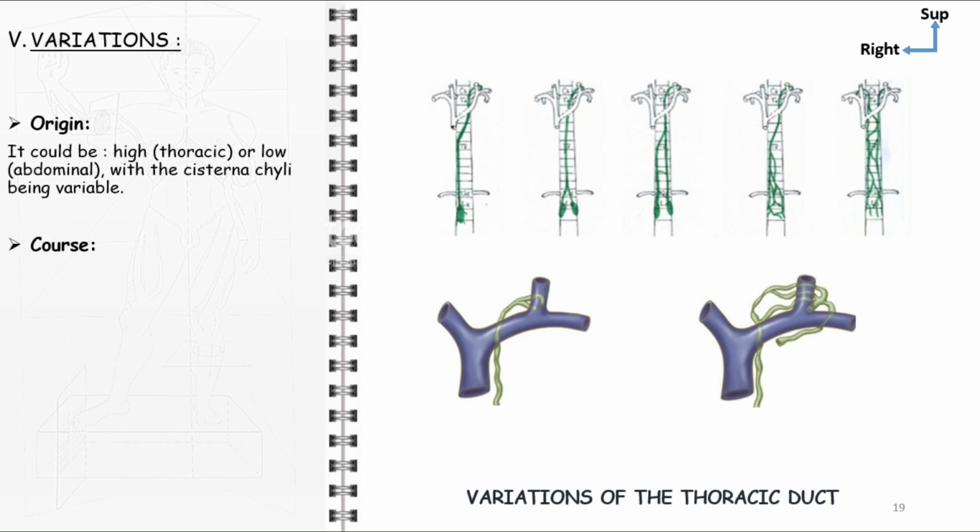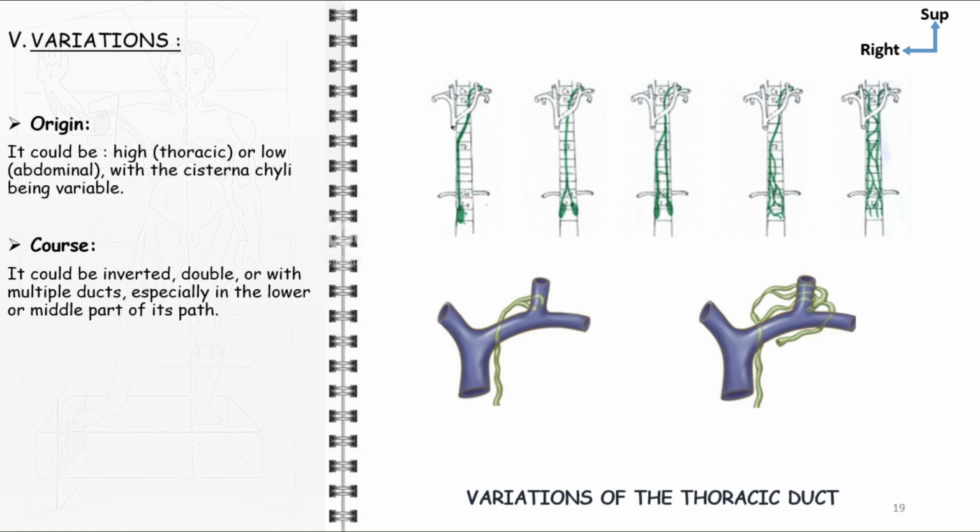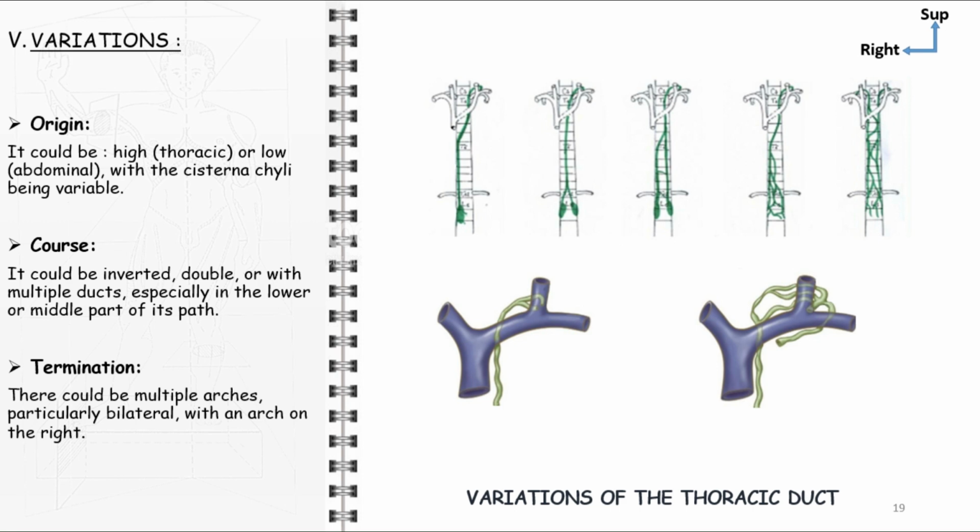It could also affect its course and pathway, where we can describe an inverted duct, double duct, or multiple ducts, especially in the lower or middle portions of the path. At the termination of the thoracic duct, it's possible to find multiple arches, including bilateral arches, right-sided arches, etc.